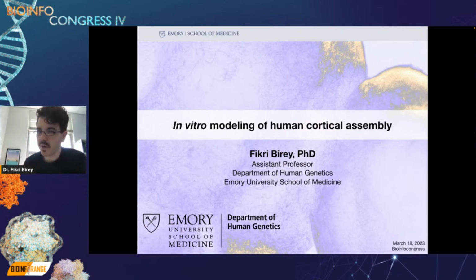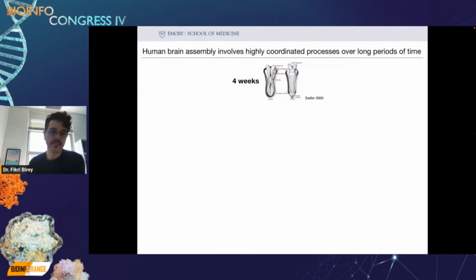But what I want to talk to you about today is our efforts in developing in vitro stem cell-based models of human brain assembly and how we're using such models to better understand how brain disorders emerge during neurodevelopment. Broadly speaking, I'm interested in the question of how the human brain is constructed during fetal development.